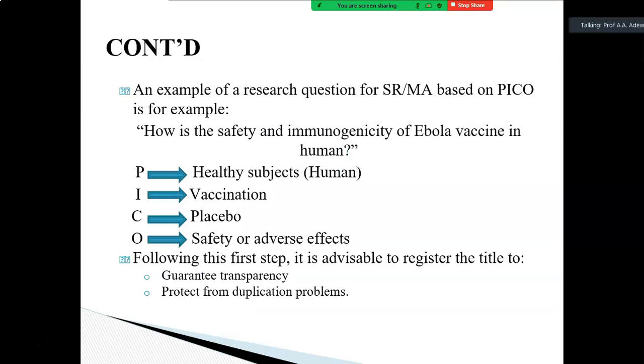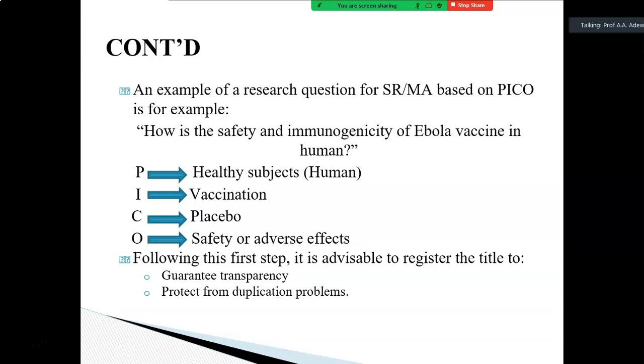Next slide. So an example of a research question for systematic meta-analysis based on PICO is, for example, how is the safety and immunogenicity of Ebola vaccine in human? We see from that research question that P represents the healthy subjects, which is the human. Then I represents vaccination, and C, which is the comparator, represents the placebo. While O, which is the outcome, represents safety or adverse effects of the vaccine.